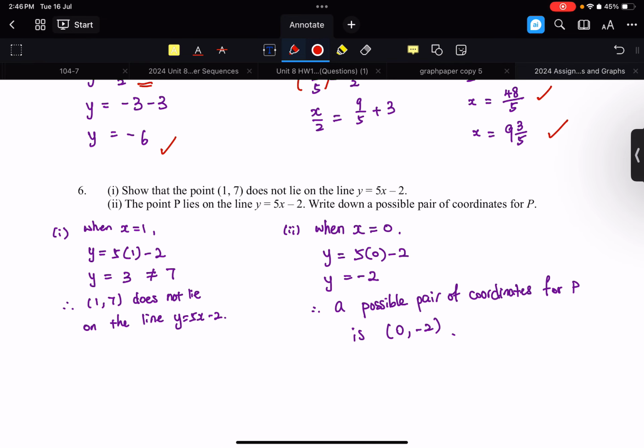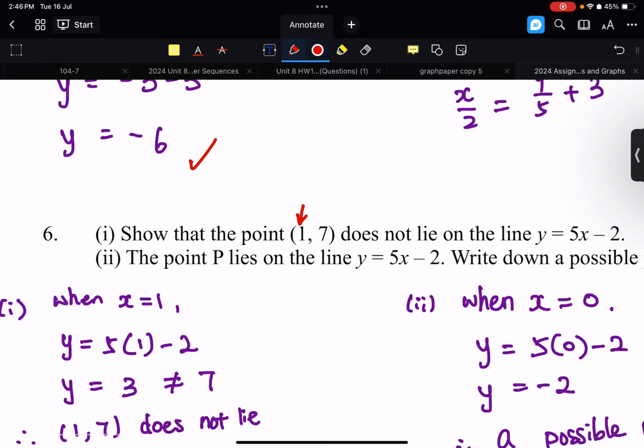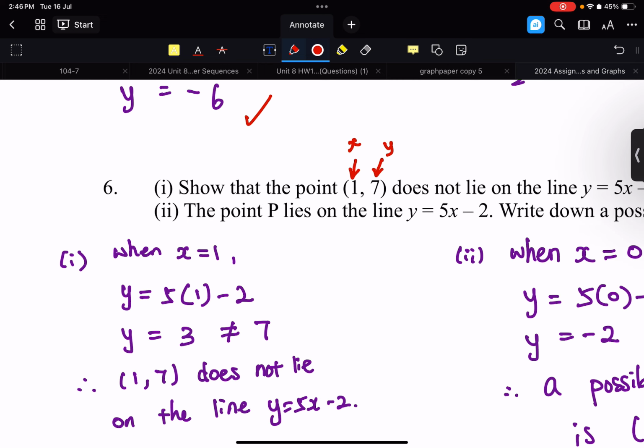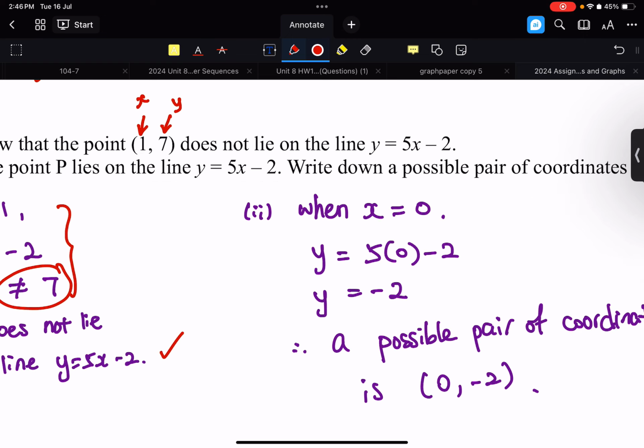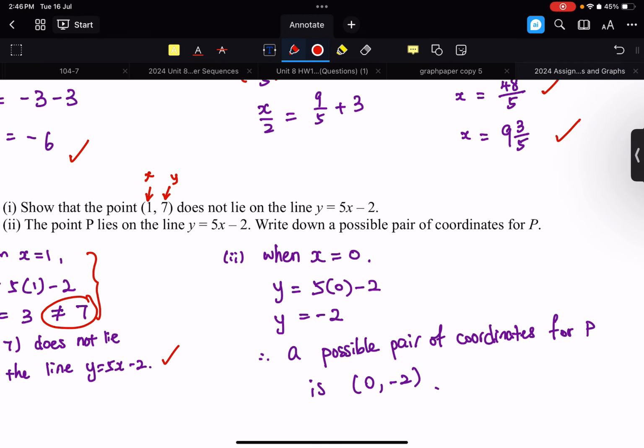Okay, over here, right, we want to show that the point (1, 7) does not lie on the line y equals 5x minus 2. So what happened is that this is x, this is y. So if I were to substitute x equals 1, I expect to see y equals 7. If that is the case, then this point is on the line. If my y is not equal to 7 after I substitute x equals 1, then it does not lie on the line. And that's exactly what happened. I substitute in my x equals 1, realize that it's not equal to 7, therefore it does not lie on the line, right?